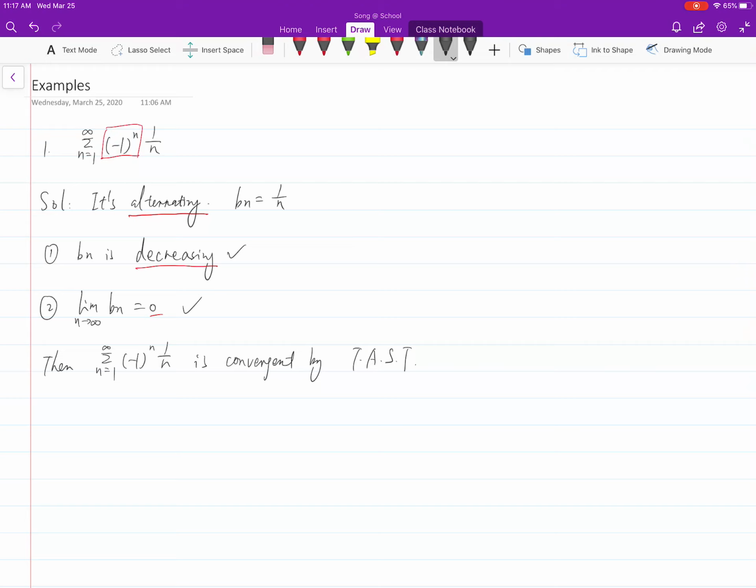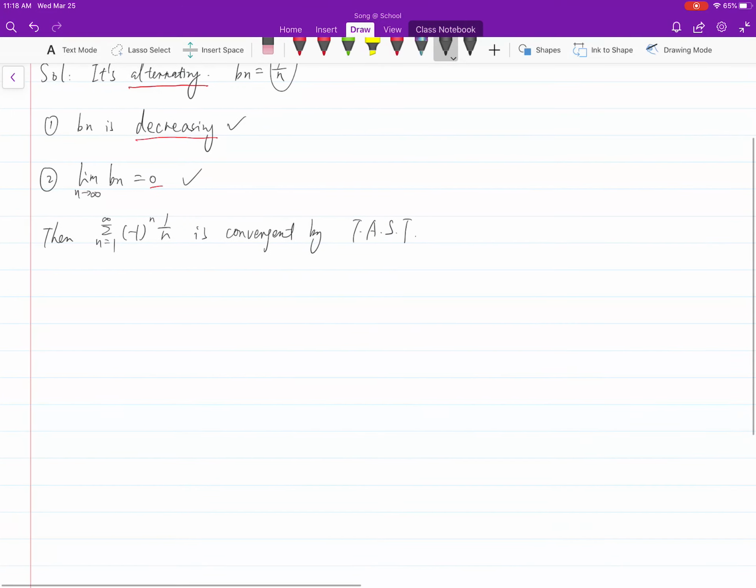Okay, let's say it again. We recognize it's alternating, then we realize we need to use the alternating series test. To do that, we just take out the 1 over n. We say if it's decreasing, and in this case, yes. If the limit is 0, in this case, yes. Then, automatically by the alternating series test, we can say it is convergent. Very easy, right? Let's try a slightly harder one.